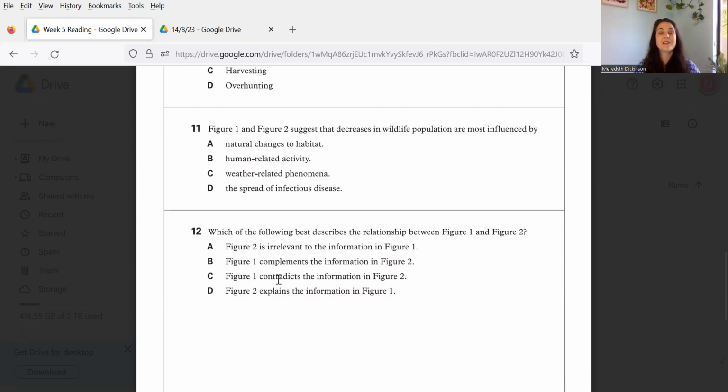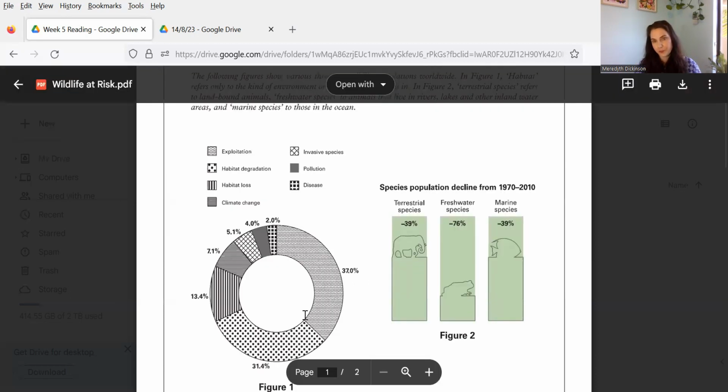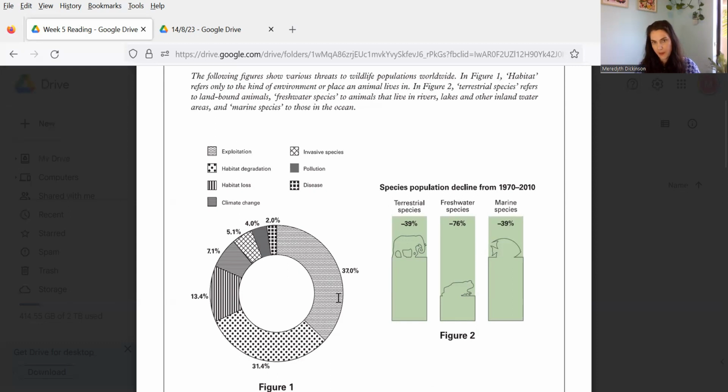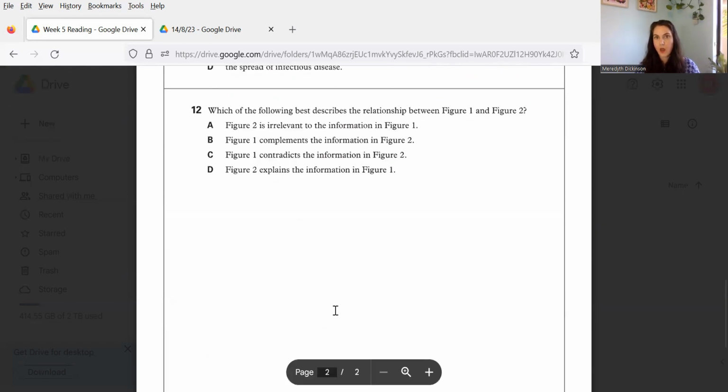Contradicts. Contradicts means that it says the opposite thing. So it would mean that figure 1 says the dams and the weirs and the lakes and the rivers, they're all bursting with water, and figure 2 says that we're in a state of drought. That would be contradicting. Okay. Figure 2 explains figure 1. So we've got to work out if it's complementing or explaining. And correct answer is B, is complementing.